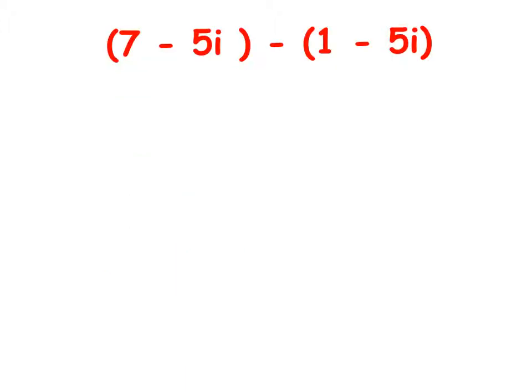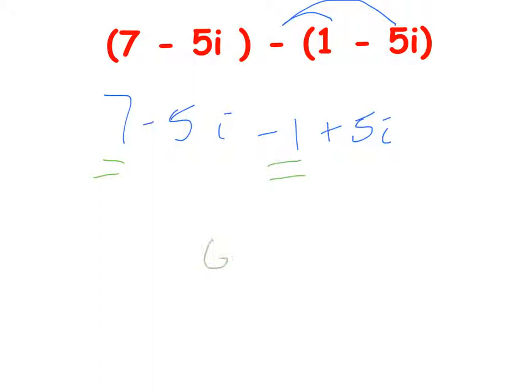If you are asked to subtract complex numbers, the thing you need to remember is that you need to subtract both the real part and the imaginary part. So you kind of have to distribute that minus sign. So this would be 7 minus 5i, and then you'd have minus 1 and plus 5i. Now if I combine my like terms, the real parts, 7 and negative 1 make 6, and negative 5i and positive 5i just cancel each other out. So the answer is just 6. So it is possible that the imaginary part gets canceled off when you add or subtract complex numbers.